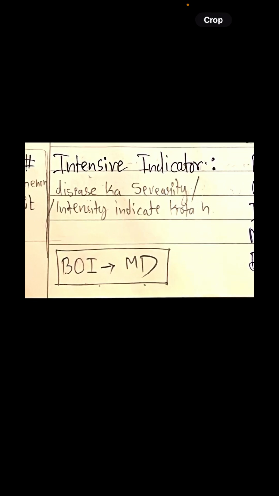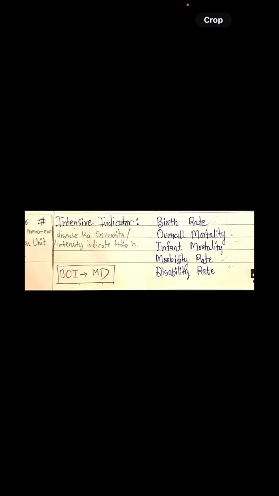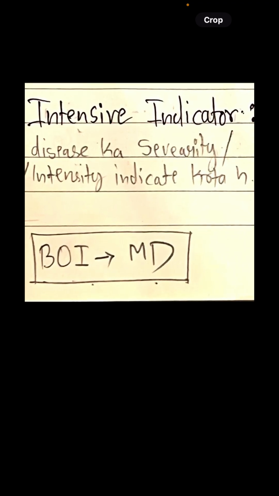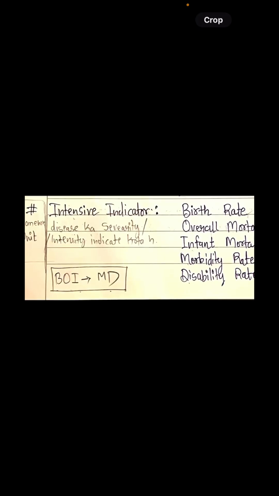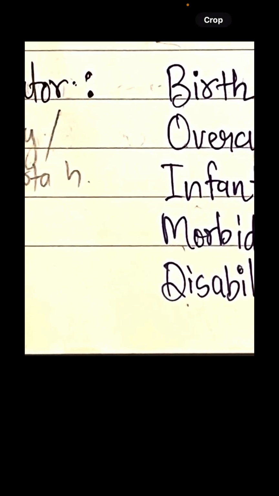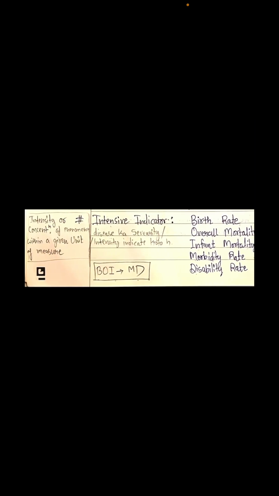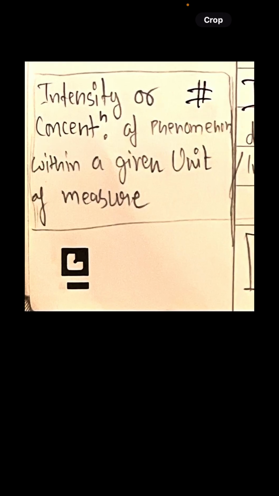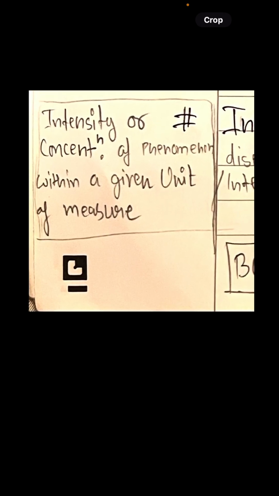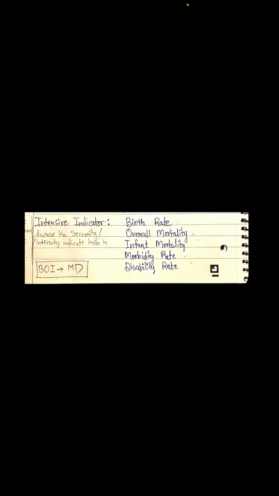I have made a mnemonic as well if you want to remember: The boy is doing MD, BOIMD. So, the intensive indicator. Another definition is the concentration of a phenomenon within a given unit of measure.